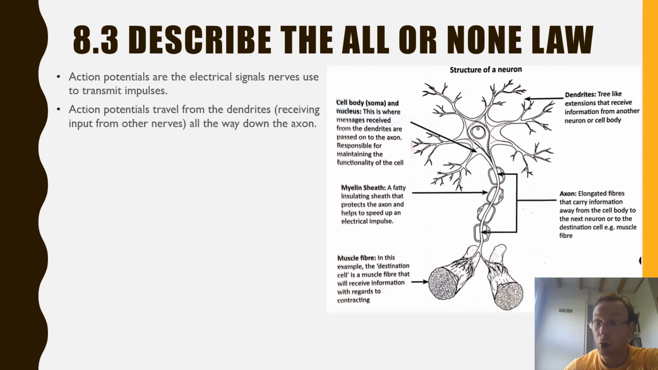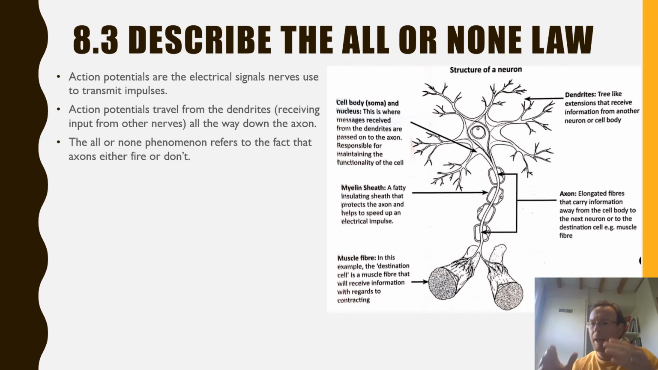Now, the concept of this all or none law is that that impulse will either fire and go all the way down to that muscle fiber, or it won't. That sounds pretty obvious, straightforward, but essentially what it's saying is that there's no grading. You can't give those muscle fibers sort of a half-hearted contraction.